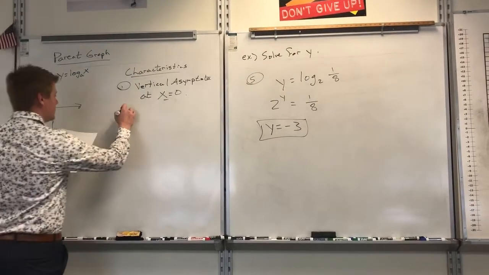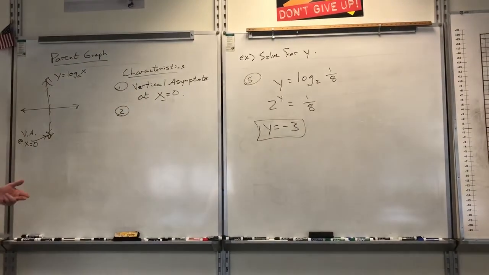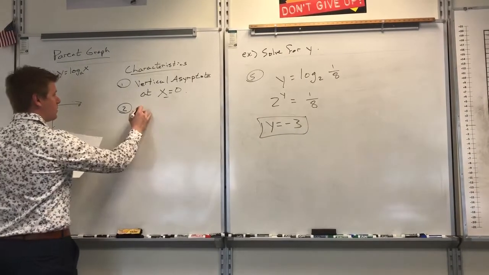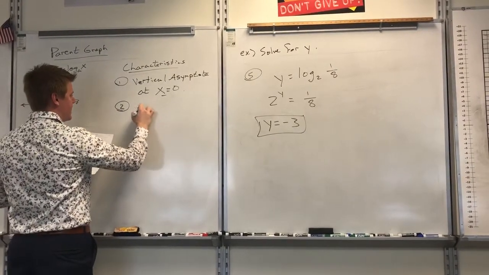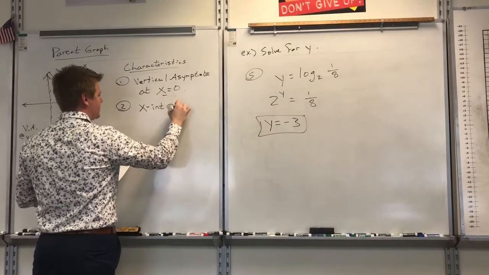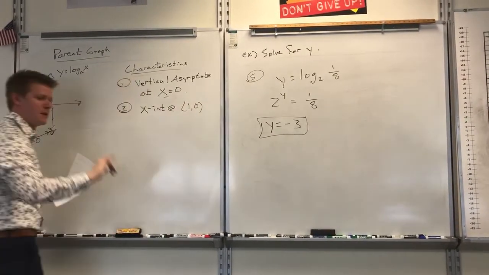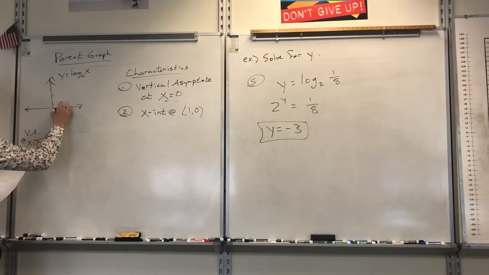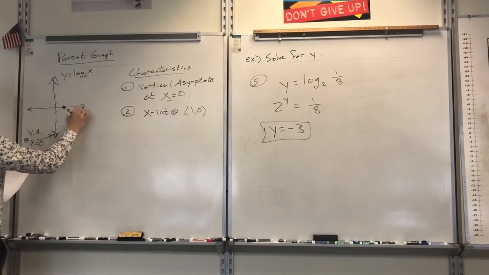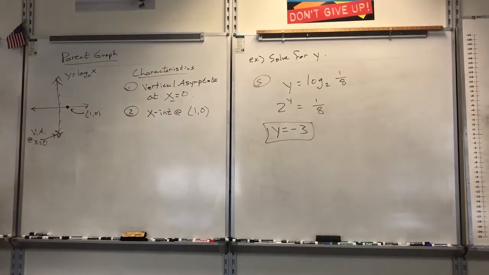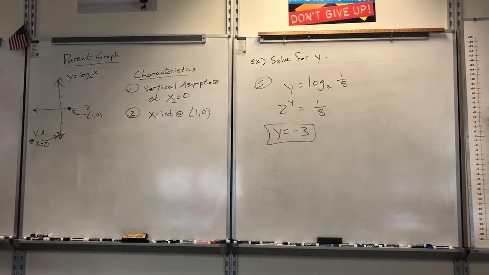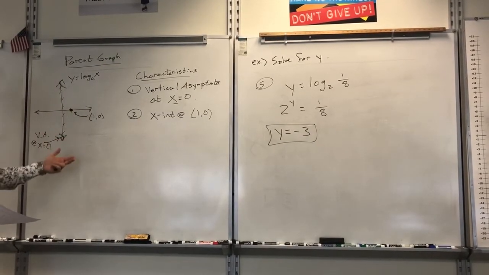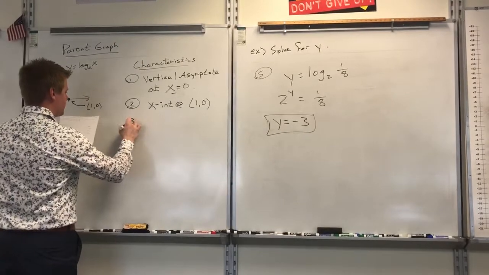Secondly, exponentials had a y-intercept of 1. Therefore, logarithms have an x-intercept at (1, 0). Remember, the whole idea with inverse functions is the inputs and outputs reverse. So that point is always there on the parent graph. Again, think anchor point. This is the one that we're going to shift around anytime there are translations.